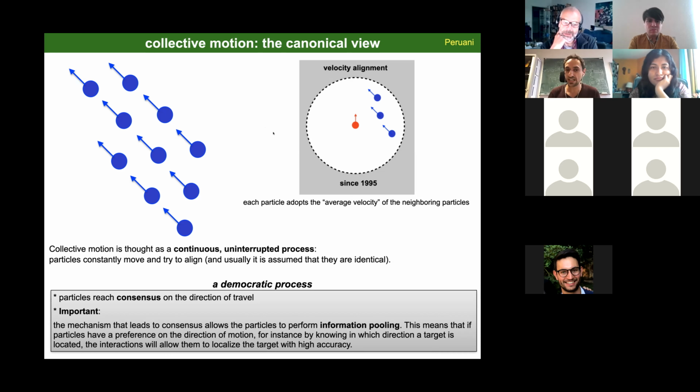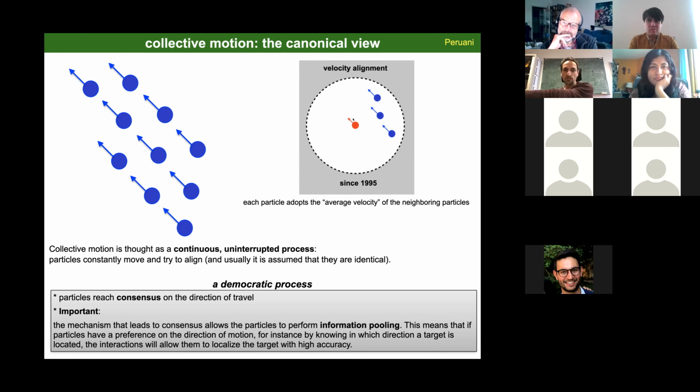So the idea there is that each particle is going to look at the velocity of the particles in a radius of interaction, and it's going to compute the average velocity in there, and it's going to adopt as its own velocity the average velocity in that neighborhood. So the particle is going to do this, as I'm showing you here in this slide.